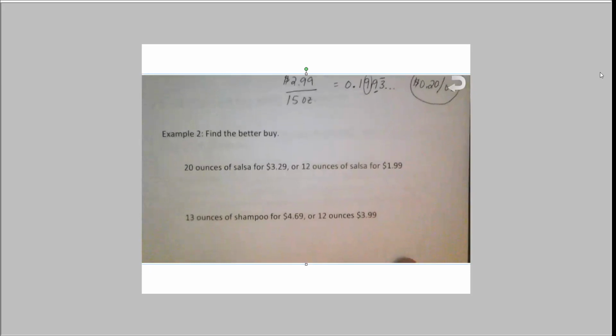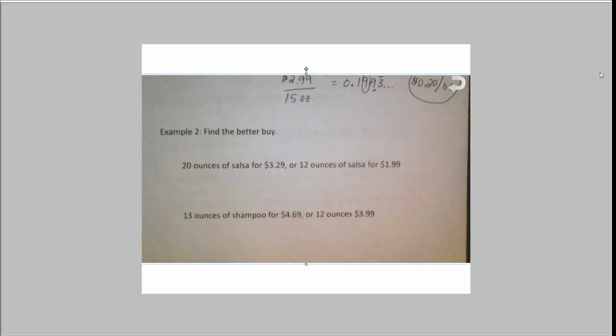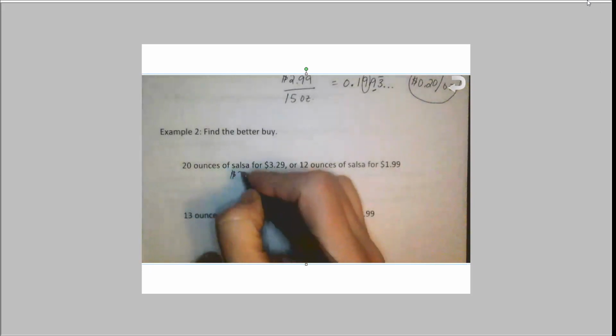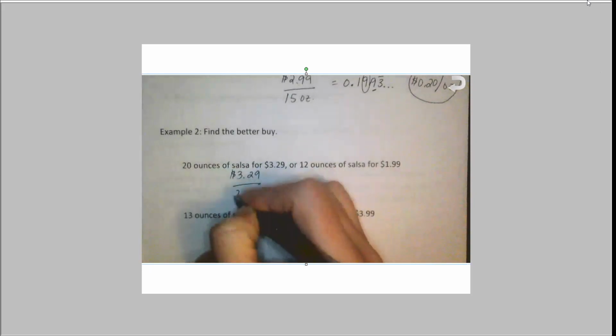Okay, sorry about that. All right, next example, it's asking us to find the better buy. We have 20 ounces of salsa for $3.29 or 12 ounces of salsa for $1.99. So we're going to calculate these the exact same way we did example 1 and find out which is the better buy. So we've got $3.29 for 20 ounces of salsa or $1.99 for 12 ounces of salsa.